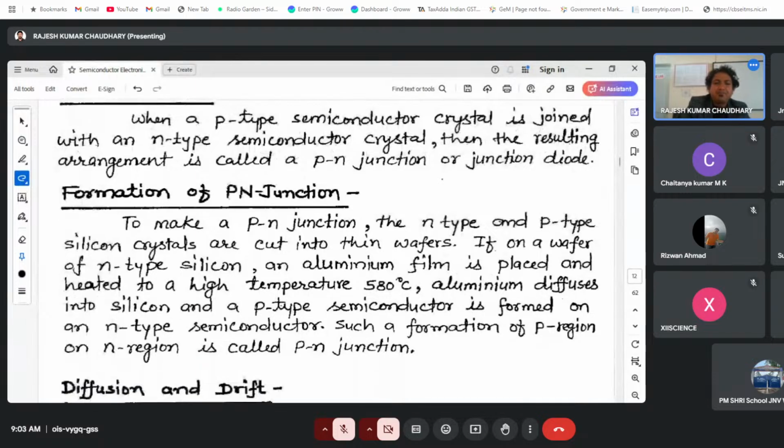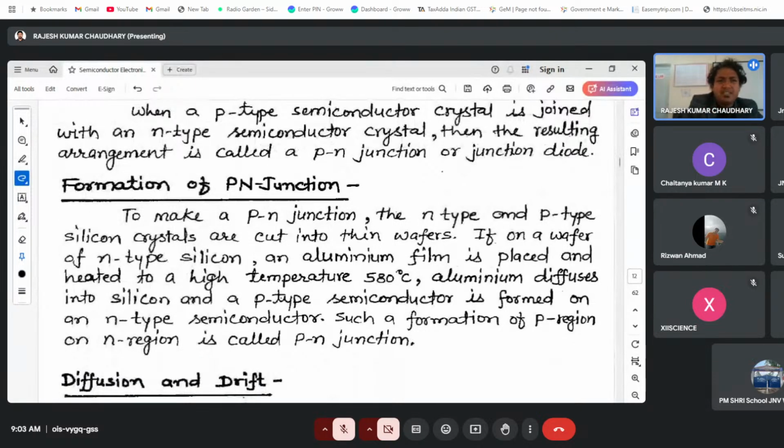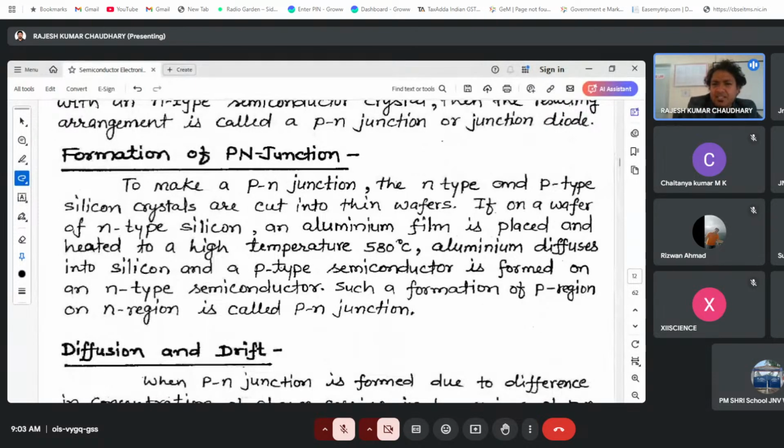So how to form a p-n junction? To make a p-n junction, n-type and p-type silicon crystals are cut into thin wafers. If an aluminum film is placed on a wafer of n-type silicon, a p-type semiconductor is formed on the n-type semiconductor. Such a formation of p region on n region is called a p-n junction.